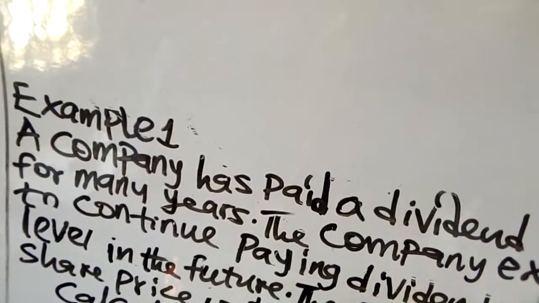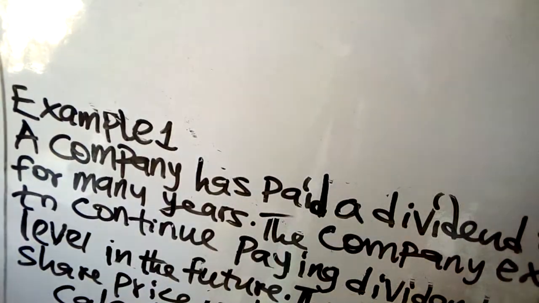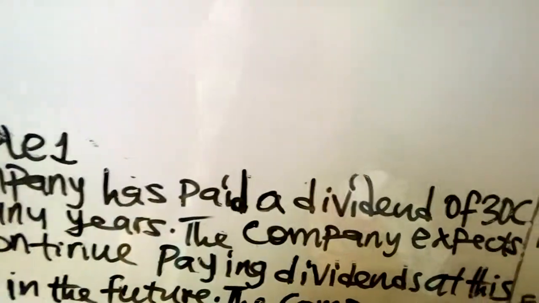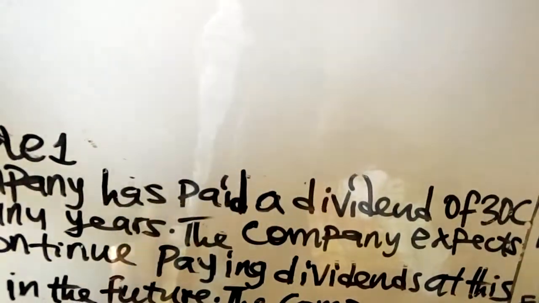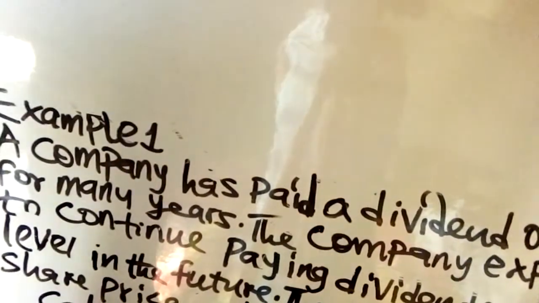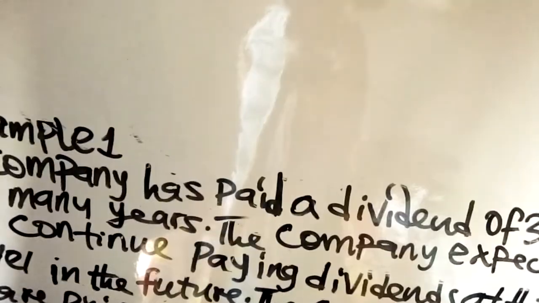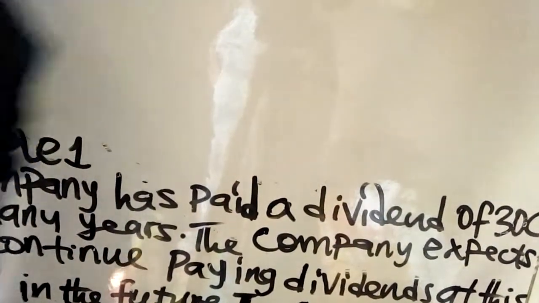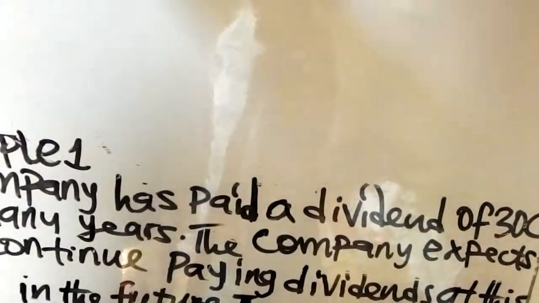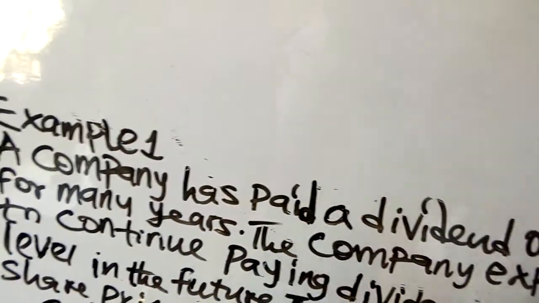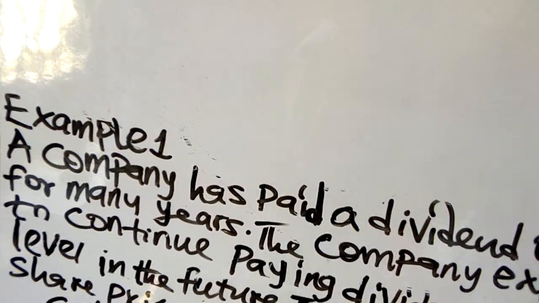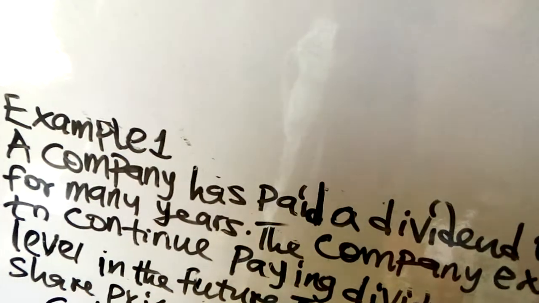Example 1. A company has paid a dividend of 30 cents. If this question is given in Nigeria context, wherever you see cent, the letter C there, it will be kobo in Nigeria. So you may change your cent to kobo. This question is obtained from ACCA Kaplan Study Text, Financial Management and Advanced Financial Management.